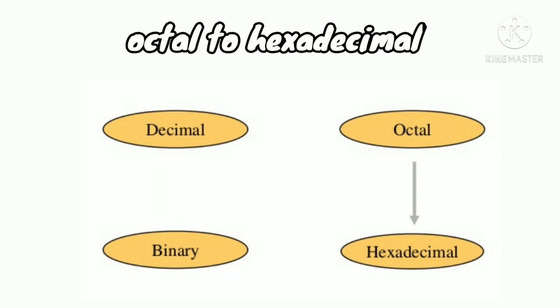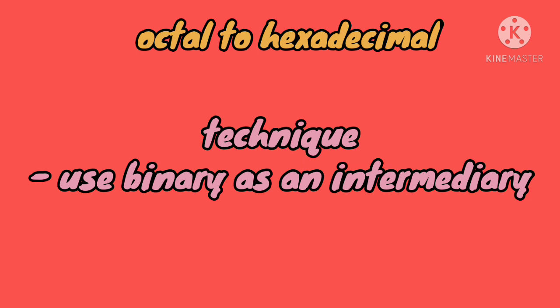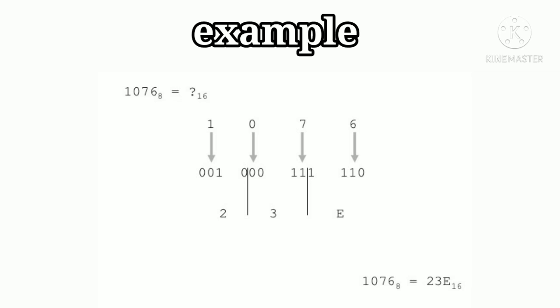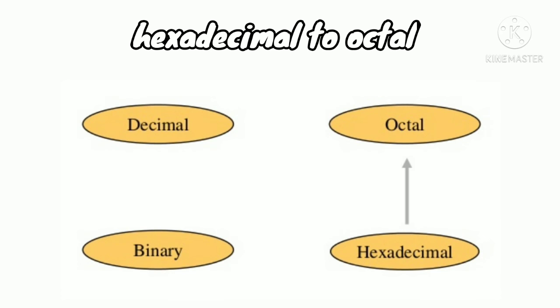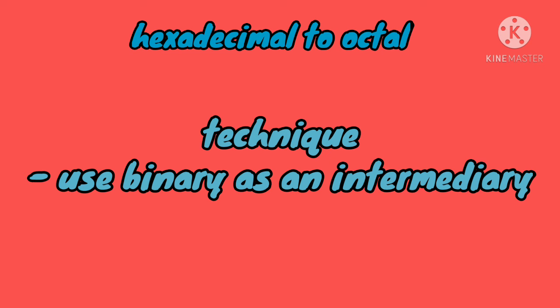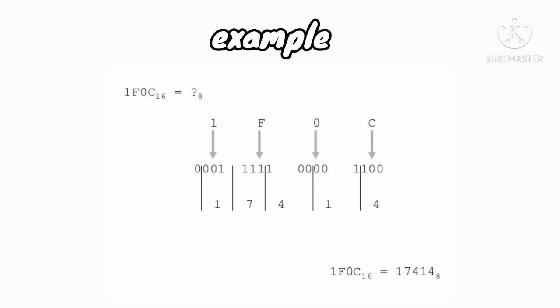Conversion of octal to hexadecimal. To convert octal to hexadecimal, use binary as an intermediary. This is the example in which octal is converted into hexadecimal. The conversion of hexadecimal to octal. To convert hexadecimal to octal, use binary as an intermediary. Example in which hexadecimal is converted into octal.